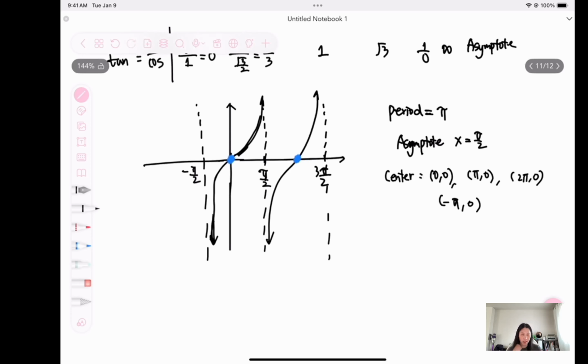And then what's next? Well, there's another thing that I want you to think about, before we think about the other thing, which is the center. So the center of the graph also gives us the midline. So the midline for the basic tangent function is going to be equal to the x-axis, which is y equals 0, the x-axis.